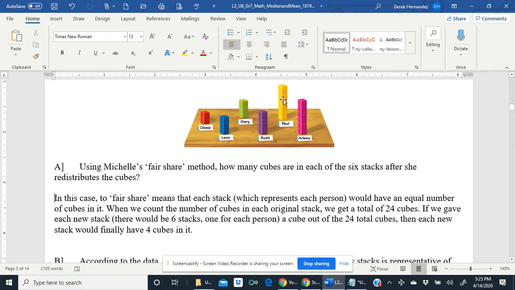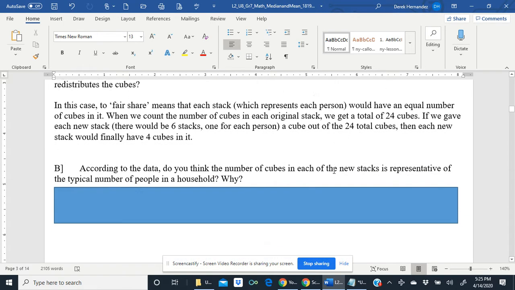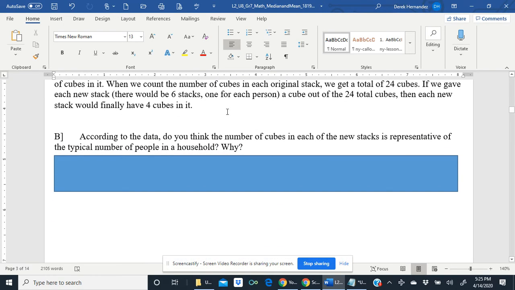So after she redistributes all these cubes so that everybody has an equal stack, there would be 4 cubes for each stack. B, according to the data, do you think the number of cubes in each of the new stacks is representative of the typical number of people in a household? And why? Well, do you or not? Let's see.